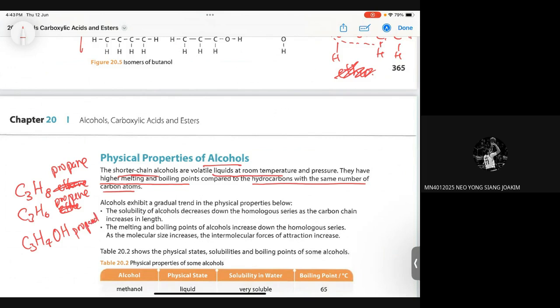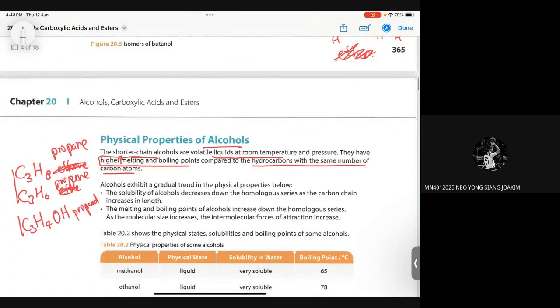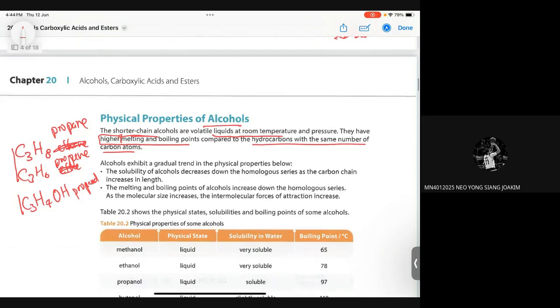There's quite a big difference in terms of the melting and boiling point for alcohols, comparing just the 3-carbon alkane and alkene versus a 3-carbon alcohol. So the alcohols tend to have a higher melting and boiling point. Don't need to exactly know why. You will cover this in tertiary education, you won't cover it now.